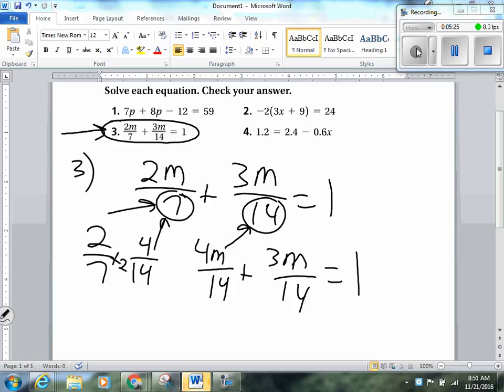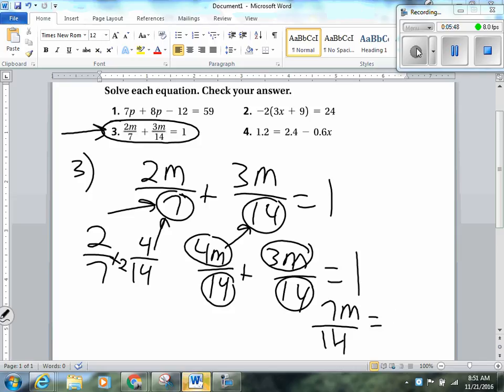So now I can add these two fractions together, now that we have a common denominator. And when I do that, since the denominators are the same, it stays 14 on the bottom. And 4 plus 3 is 7m equals 1.